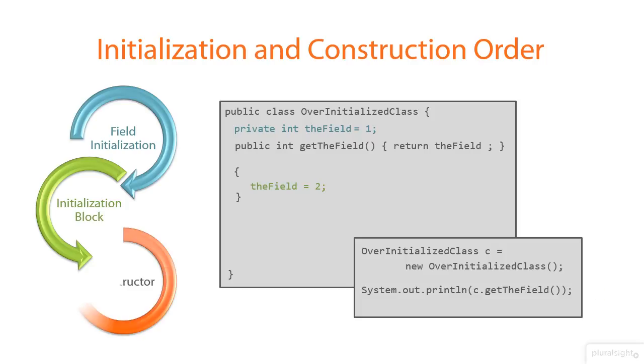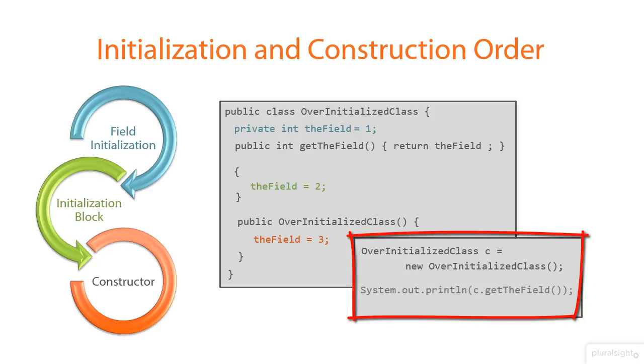And then the final phase is construction. So again, we take our same class and now we add a constructor that sets the field to 3. When we run the code to print this out, it'll now print out the value 3.